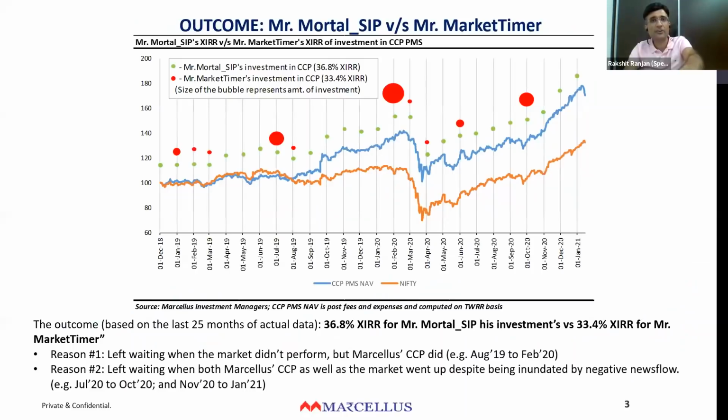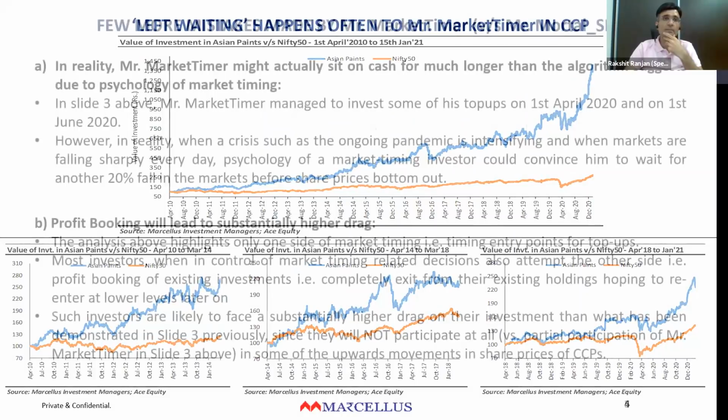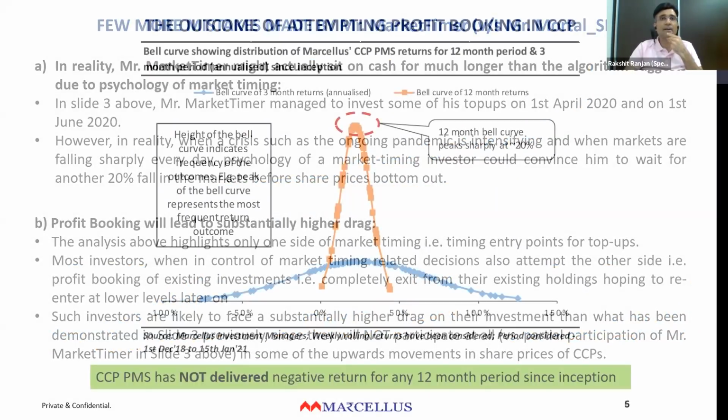Remember, the XIRR drag on this slide is on only the incremental monthly cash inflows which were not invested. What had already been invested is still benefiting from compounding for both types of investors. But in all likelihood, Mr. Market Timer will not let all his existing investments stay in if he's going to wait for a big market crash. He will actually book profits, and he'll do a lot more than just wait on a couple of months of cash flows in the bank account, right?